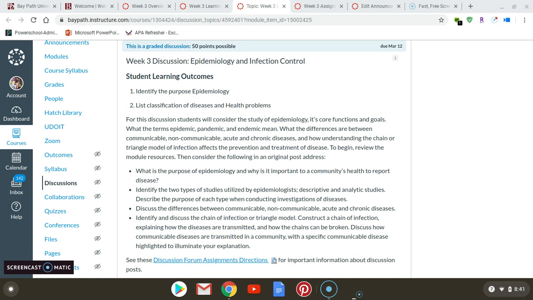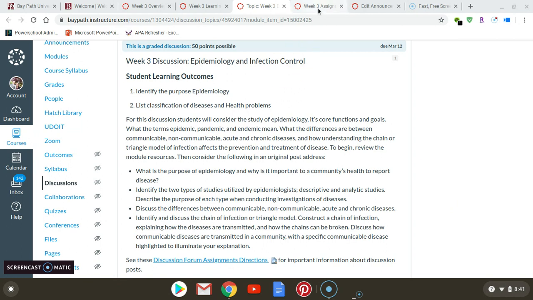Be sure to support your initial post with several valid sources of research, and each of your peer replies should have at least one reference source. So there's also more information here, and don't forget that you can use the rubric as a guide for the grade that you're going to get.